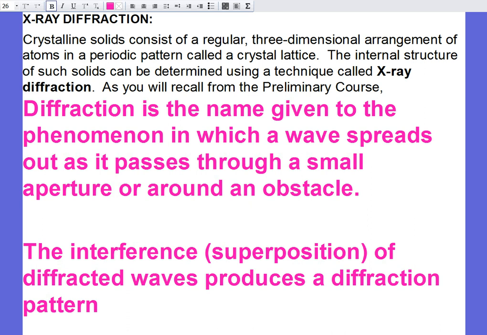Diffraction is a name given to the phenomenon in which a wave spreads out as it passes through a small aperture or around an obstacle. And the interference or superposition of diffracted waves produces something called a diffraction pattern. Now, that definition has got to go into your notes. It's on page 2 of your notes. There's a gap at the top where that goes. But what does that mean, a diffraction pattern?